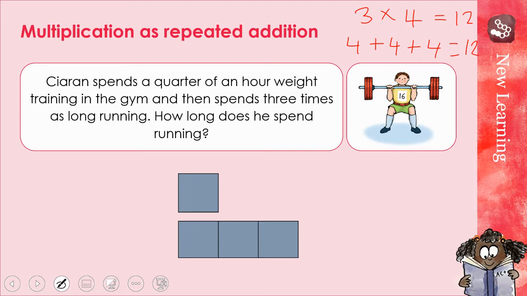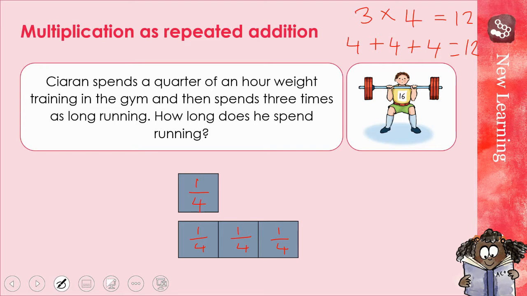Let's have a look at this word problem. Kyron spends a quarter of an hour weight training in the gym and then spends 3 times as long running. How long does he spend running? Okay, well, let's use this bar model to help us. Kyron spends a quarter of an hour training in the gym using weights and then 3 times as long running. So he's got 1 quarter, another quarter, 3 lots of those 1 quarter. How long does he spend running?